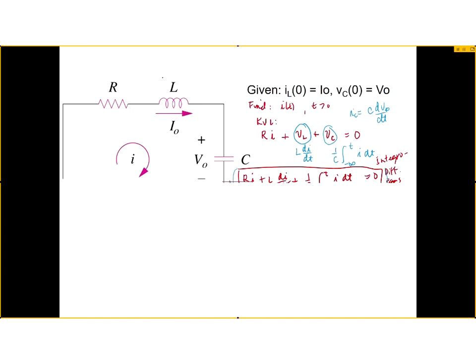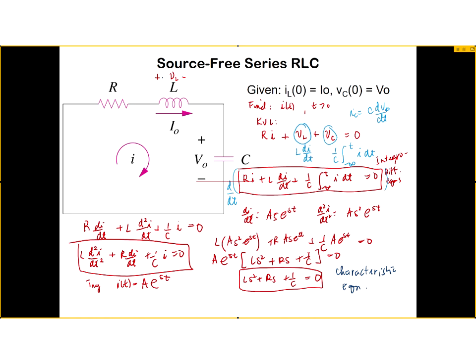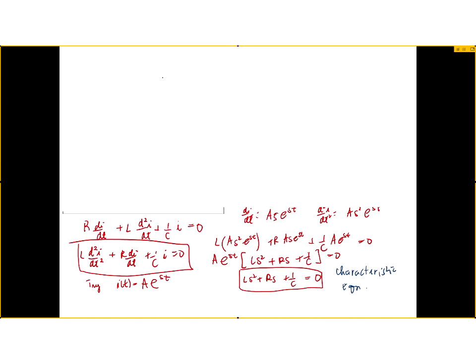What is a in our case? Oops, I skipped a page. So here's our a. Can you remember? a is L, b is R, and c is 1 over C. So s1,2 is equal to negative b plus or minus the square root of b squared minus 4ac, divided by 2a, where a was L, b was R, and small c is 1 over big C. Yes? So let's substitute that here.